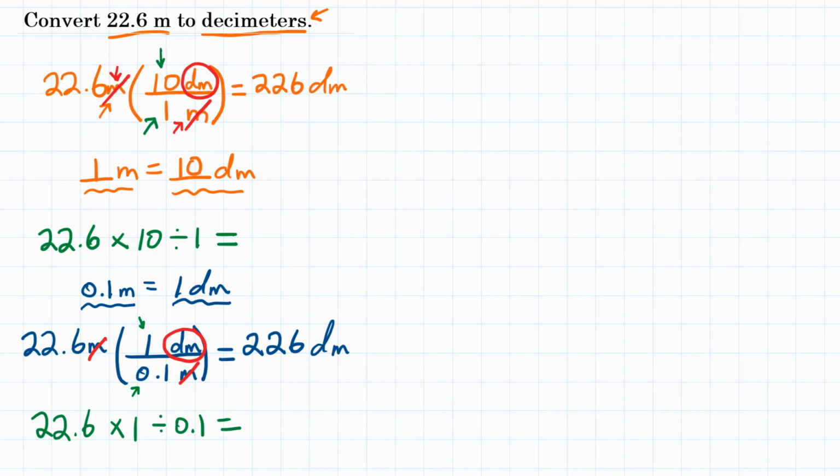All right, there you have it. Two examples of using dimensional analysis to convert 22.6 meters to 226 decimeters.